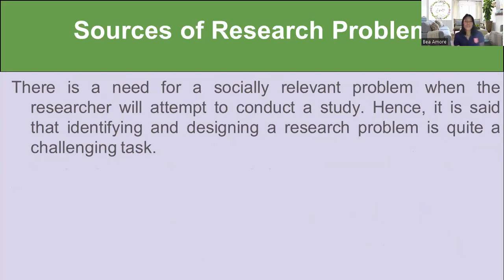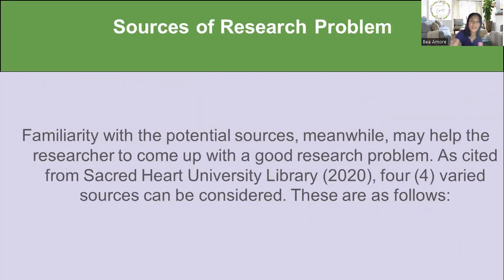There is a need for a socially relevant problem when the researcher will attempt to conduct a study. Hence, it is said that identifying and designing a research problem is quite a challenging task. Sources of research problem: familiarity with the potential sources may help the researcher to come up with a good research problem. As cited from Sacred Heart University Library 2020, four broad sources can be considered. These are as follows.